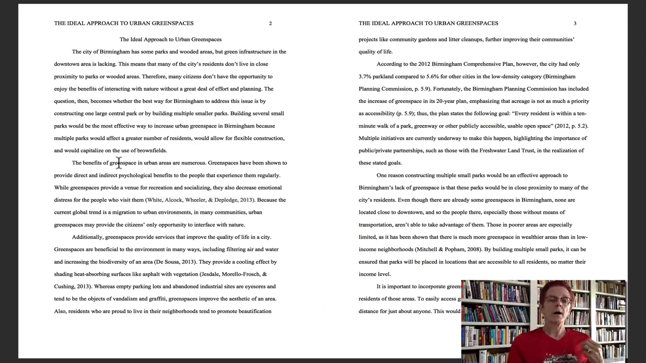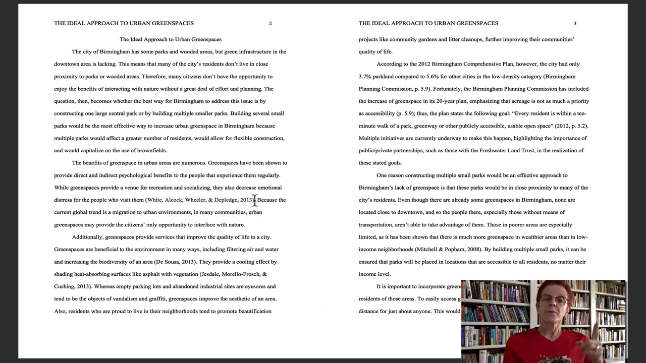So it starts out with a good transitional sentence. The benefits of green space in urban areas are numerous, and they go on here to talk about the residents. Notice here's an in-text citation. While green spaces provide a venue for recreation and socializing, they also decrease emotional distress for the people who visit them. Authors, comma, year, in parentheses, period is always at the end of the parentheses.